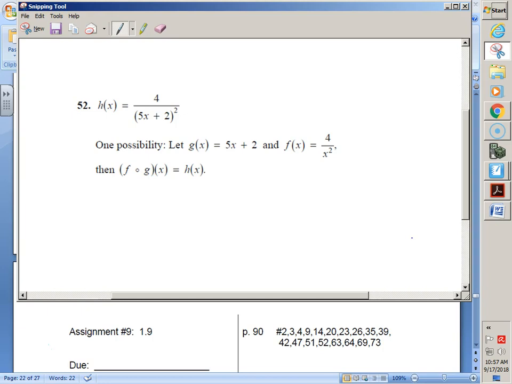Okay. This one's kind of hard because it's like what's outside: 4 over something squared. What's inside: 5x plus 2. So maybe that one was pretty easy. Every now and then someone comes up with something different. What else could it be? So no one had anything different? Are you thinking?